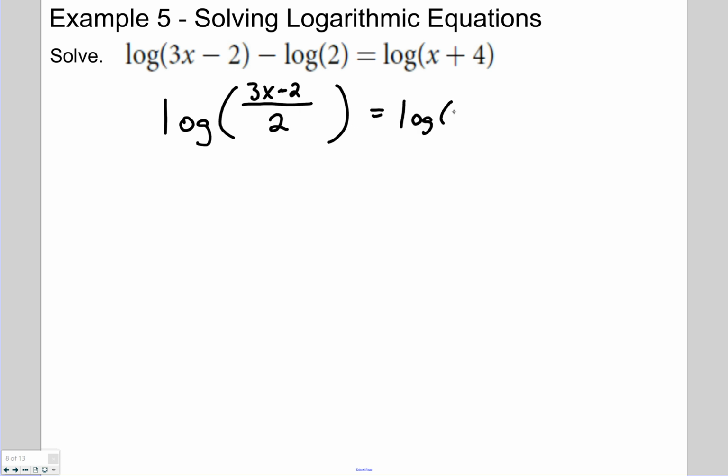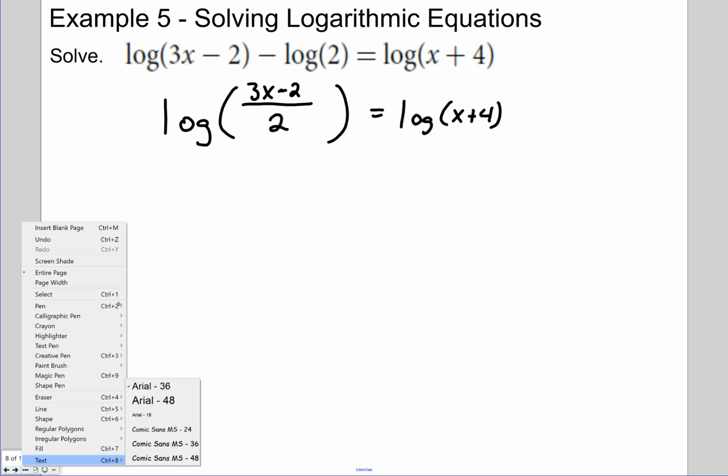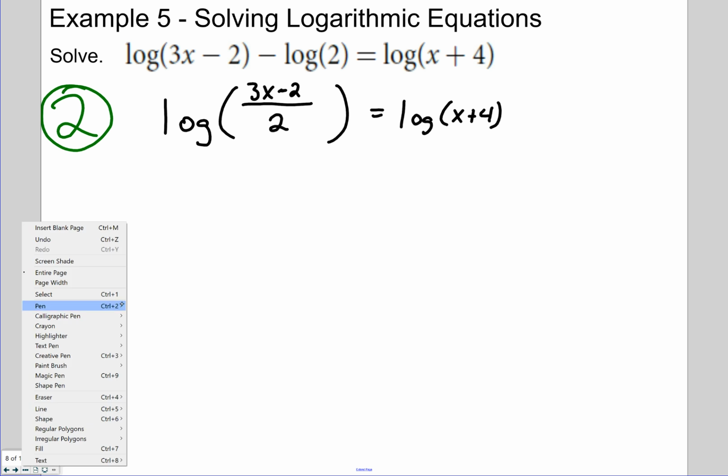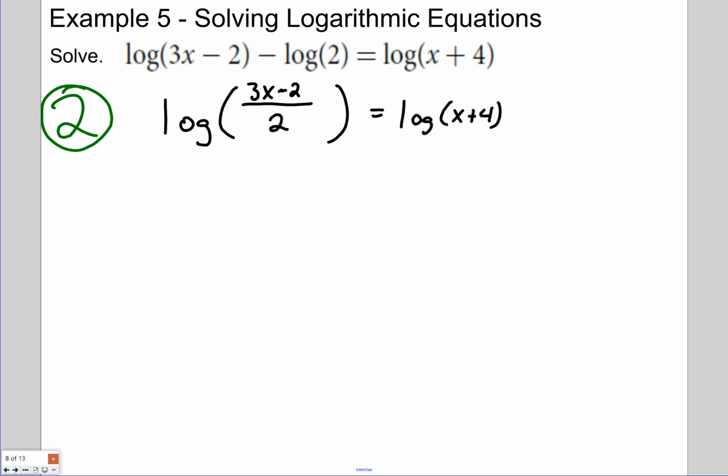I'll grab the notes on your way. And we're recording, so don't worry. I'm sorry I interrupted you. Thank you. That is correct. The log of (3x minus 2) over 2 equals the log of x plus 4. We have achieved what goal? The second goal. One log on each side. Once you do that, all you care about are the arguments. 3x minus 2 over 2 equals x plus 4.